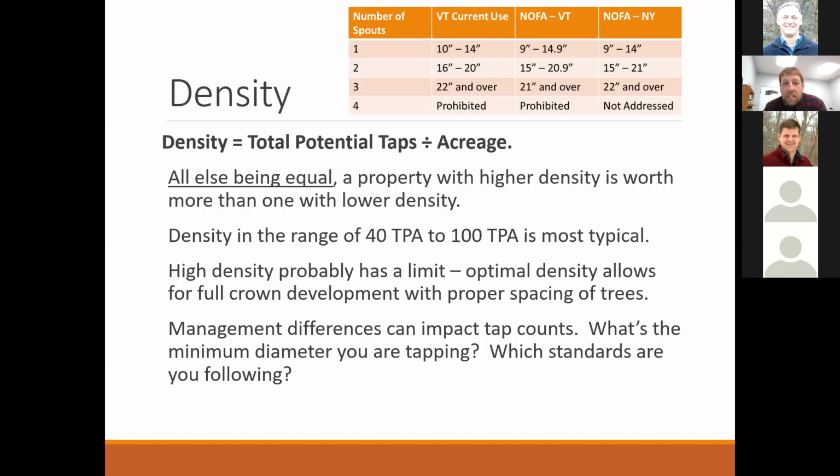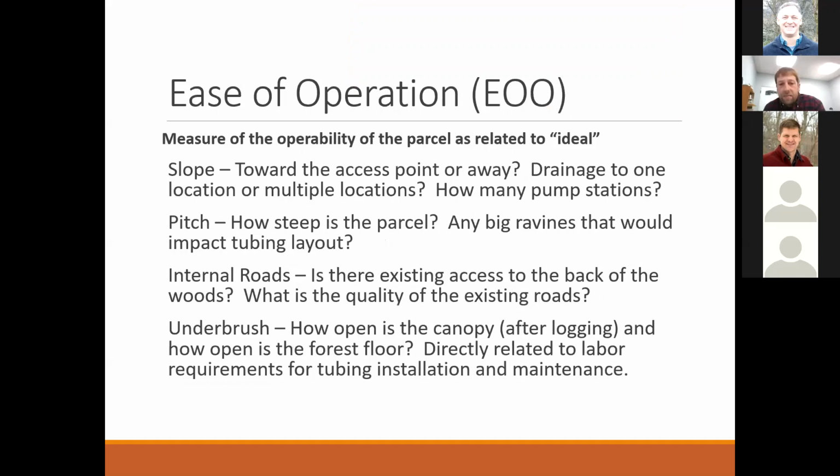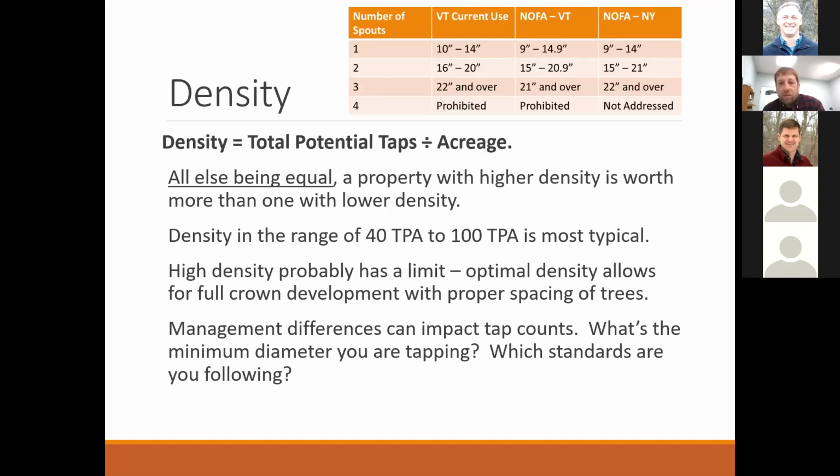Generally, what we see in the field is between 40 and 100 taps per acre is most typical. Most folks aren't going to tap woods under 40 taps per acre, and 100 taps per acre and above seems to be a little overstocked. High density probably has a limit. Optimal density allows for full crown development with proper spacing of the trees. I generally cap my adjustments for density below 100 taps per acre, knowing that many folks will start thinning before 100 taps per acre. Management differences can impact tap counts.